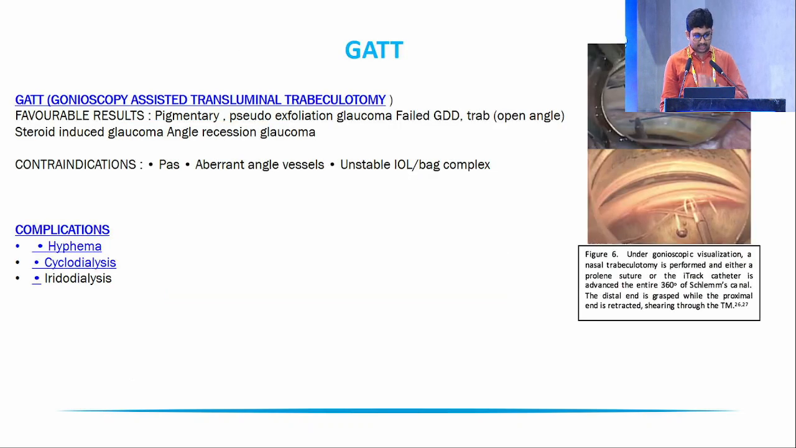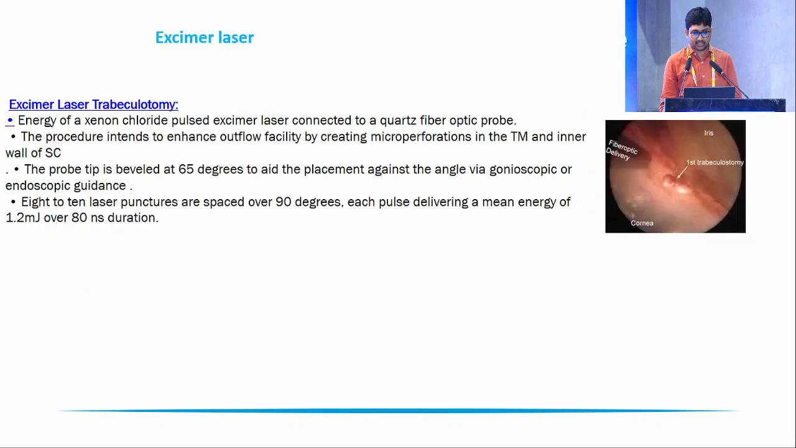And when coming to the GATT, favorable results can be seen in pigmentary and pseudoexfoliation glaucomas, failed GDDs, steroid-induced glaucomas, or sometimes angle restriction, but it is contraindicated if there is any peripheral anterior synechiae or aberrant angle vessels. The complications from the GATT are hyphema, cyclodialysis and iridodialysis, but recovery is seen in mostly 90 to 95% of patients within 1 month.